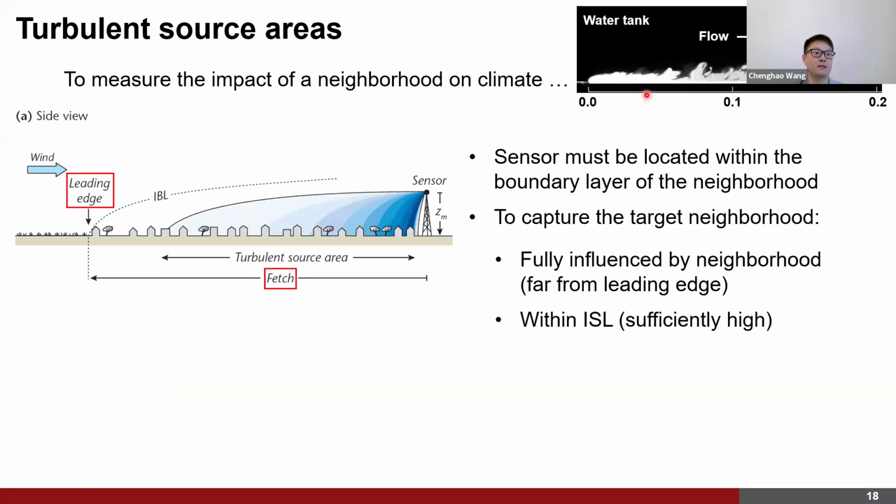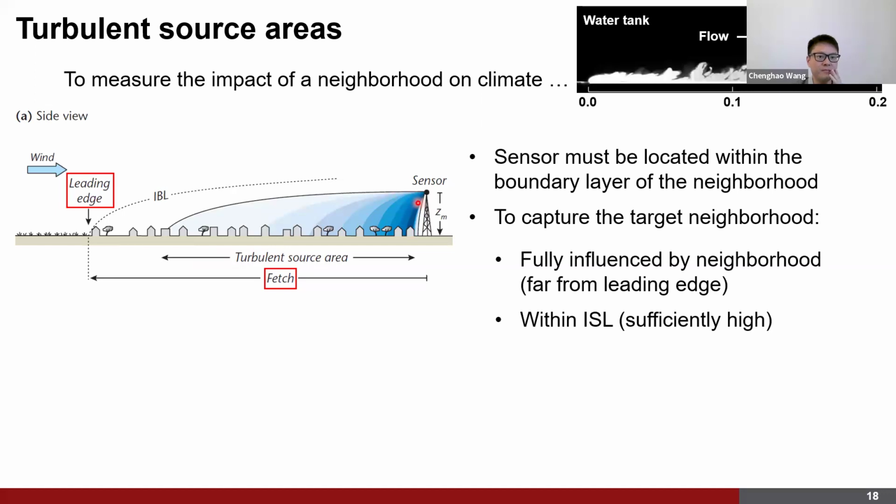It is like this visualization in the water tank. So in order to have our measurements really represent this neighborhood, we must make sure the sensor is well located within this internal boundary layer. Also, we must think about the influence of individual roughness elements on the measurements we get at the sensor.